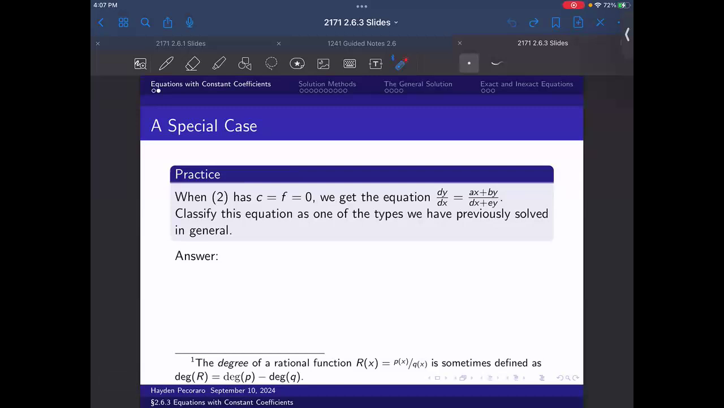Can you classify that type of equation? So I'll give you a minute or two. Figure out what kind of equation that is that we have already solved. Claim that you do know how to solve this.